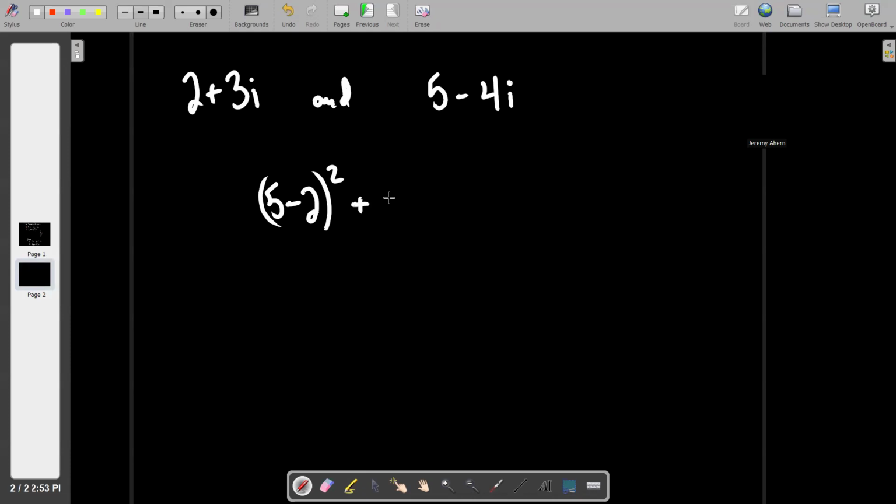So I'm going to put a plus here, and then I'm going to introduce a set of parentheses. And again, it's just going to be robotic. It's going to be one of the imaginary coordinates minus the other.